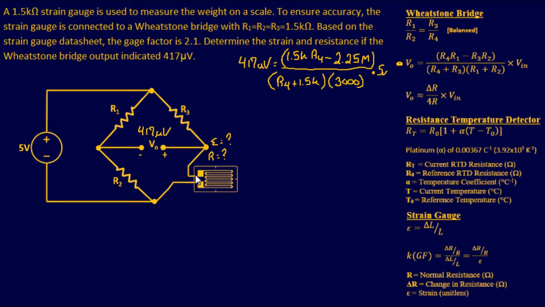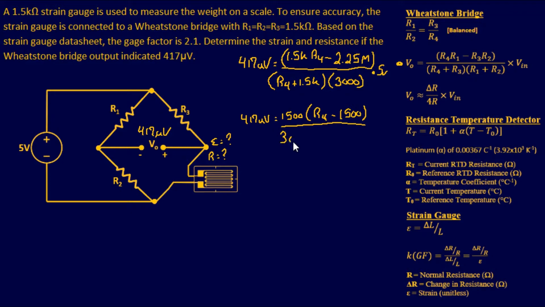All right, I went ahead and erased the bottom down there so that we can keep moving and I have a little more space. Now the next thing I want to do is see if I can extract this 1.5 kilo from this numerator up top. Because if I do that, it's going to clean it up so I can get rid of this 3,000. I'll show you what I mean. So 417 microvolts equals, and we'll say 1,500 times R4 minus, now if you divide 2.25 million by 1,500, it's going to drop you right back down to 1,500. And then we have our denominator.